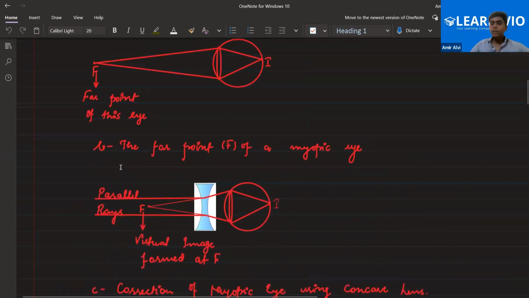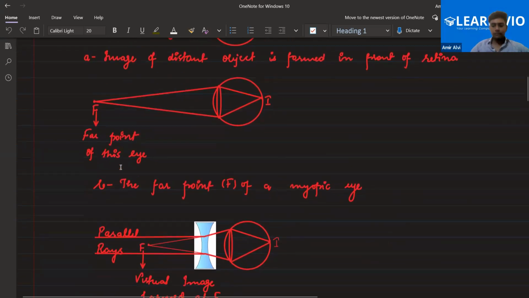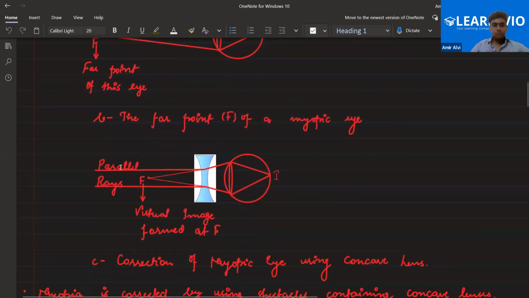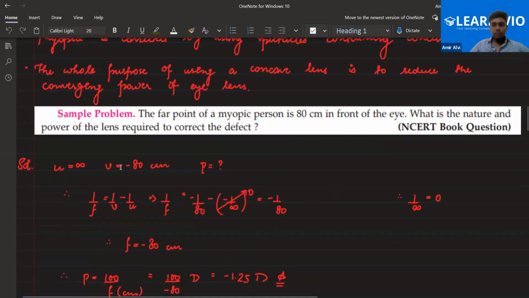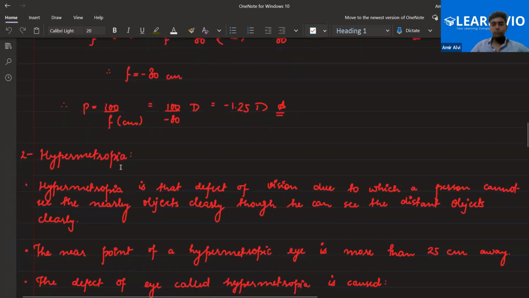So these are the three ray diagrams that we will discuss in the next class. These are the examples we will do in the next class, but right now we just wanted to cover the theoretical part.